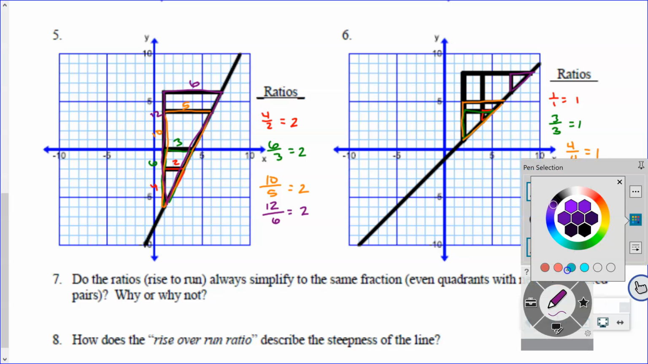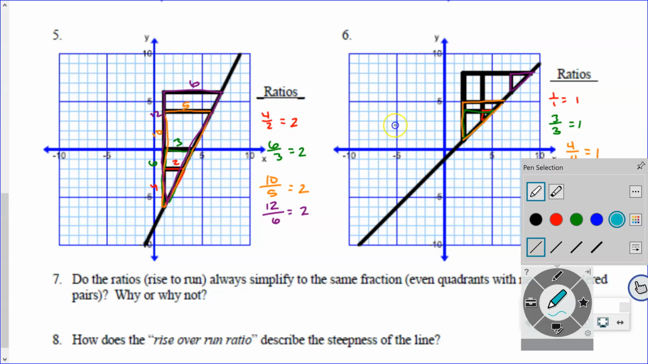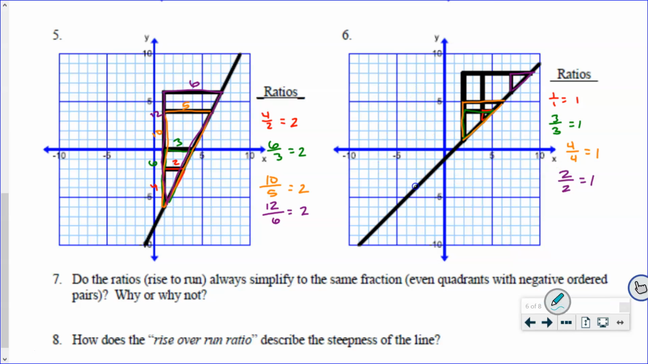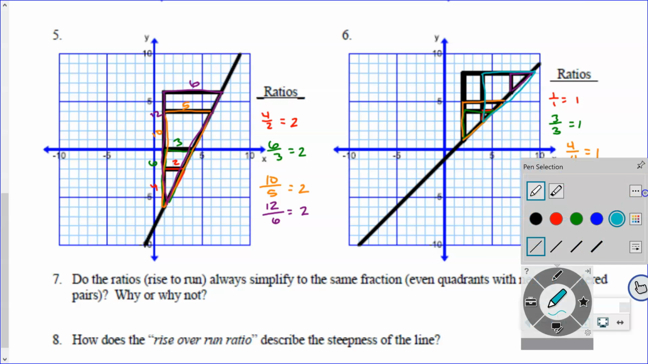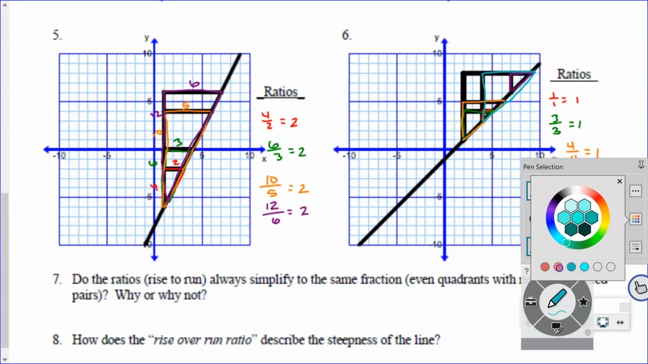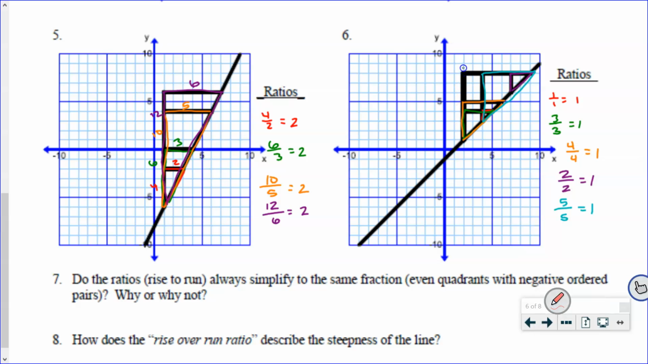Let's go to some new colors. How about this one? There's 2 more. Can you guys see them? You see 3 more? Do you see this one? One, 2, 3, 4, 5. And the run is 1, 2, 3, 4, 5. 5 over 5. Yes, they are all 1. That's exactly what I want you to see and to understand. Great job. Last triangle is the big one.